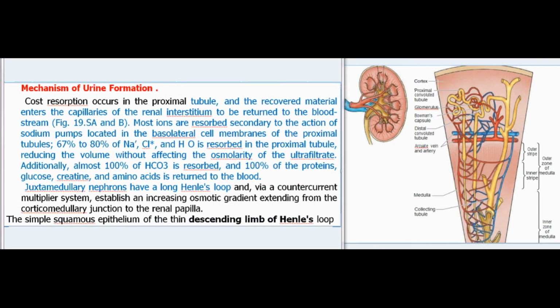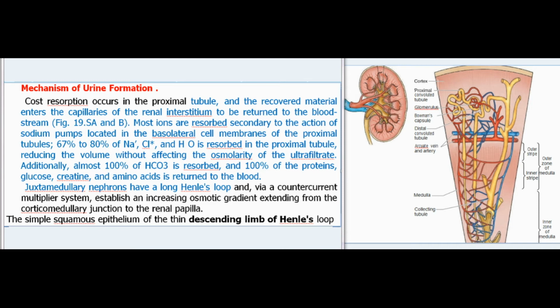Mechanism of urine formation. Resorption occurs in the proximal tubule, and the recovered material enters the capillaries of the renal interstitium to be returned to the bloodstream, Fig 19.5a and b. Most ions are resorbed secondary to the action of sodium pumps located in the basolateral cell membranes of the proximal tubules. 67% to 80% of Na+, Cl-, and H2O is resorbed in the proximal tubule, reducing the volume without affecting the osmolarity of the ultrafiltrate.